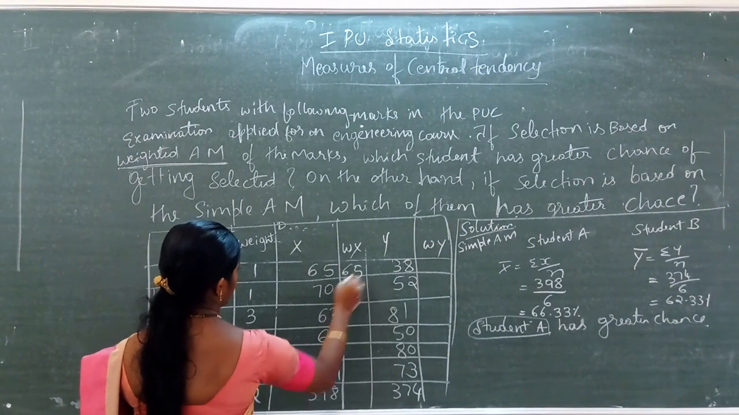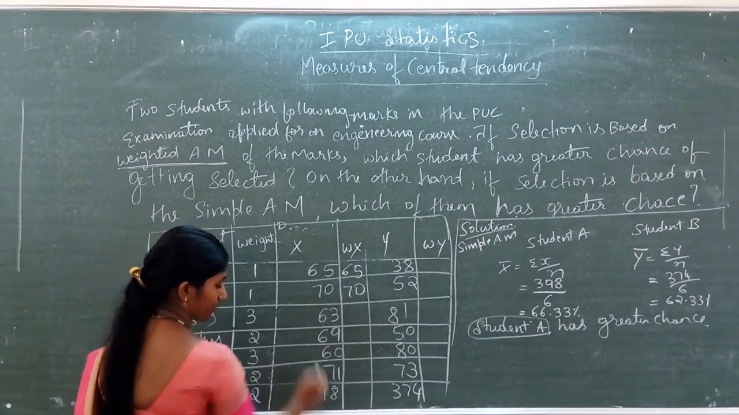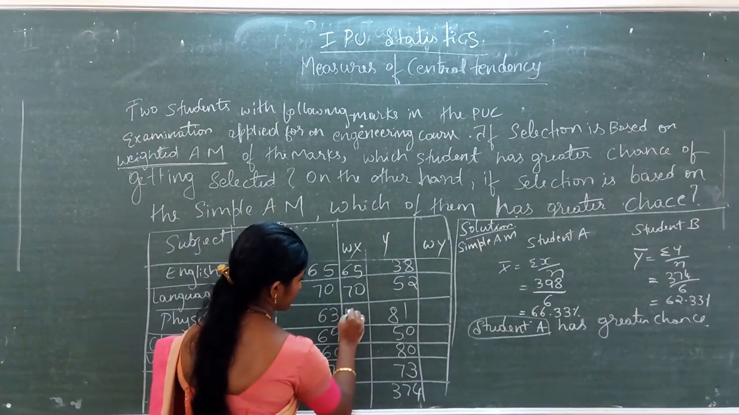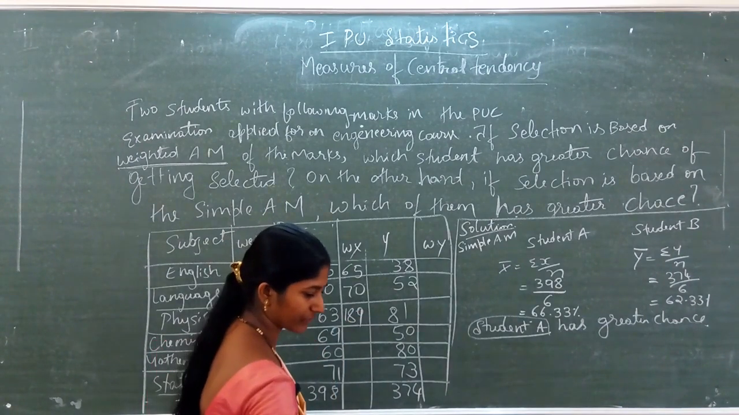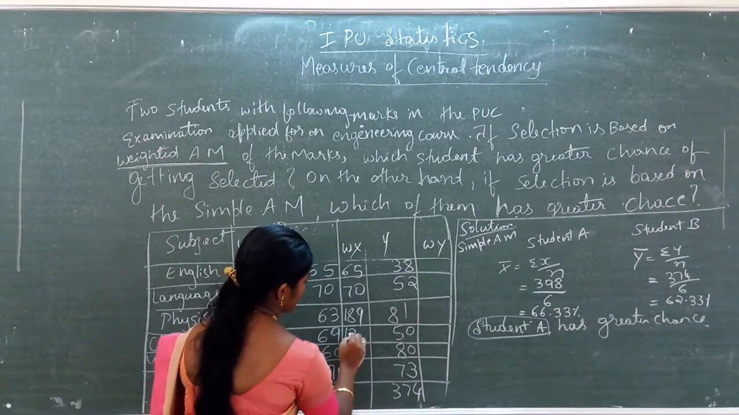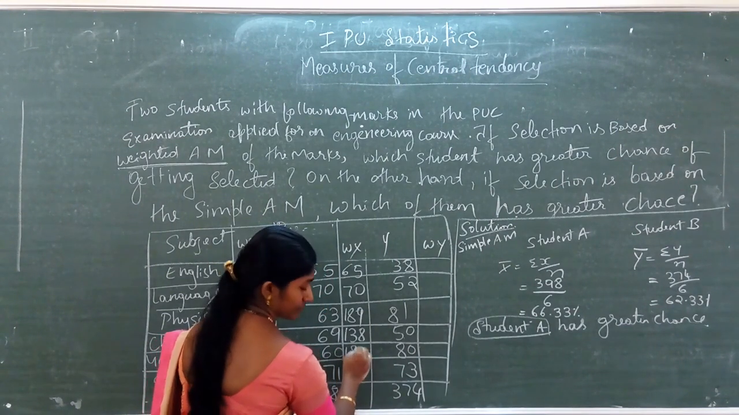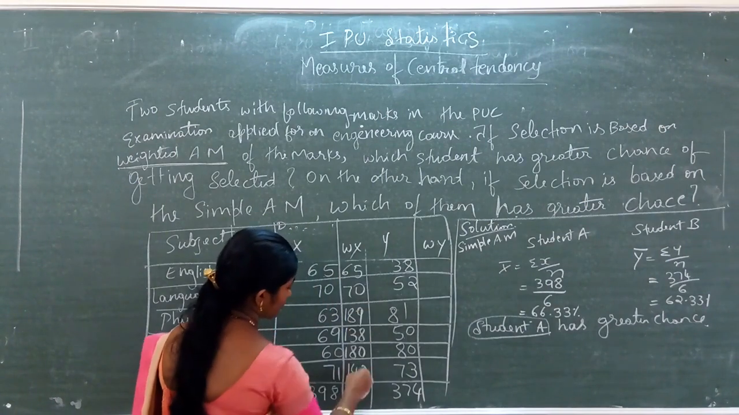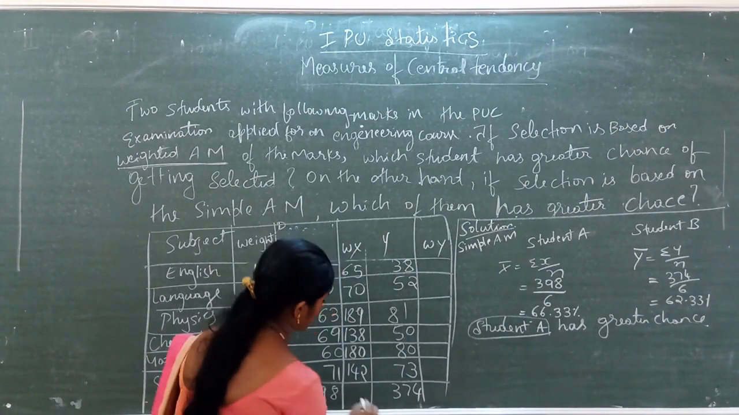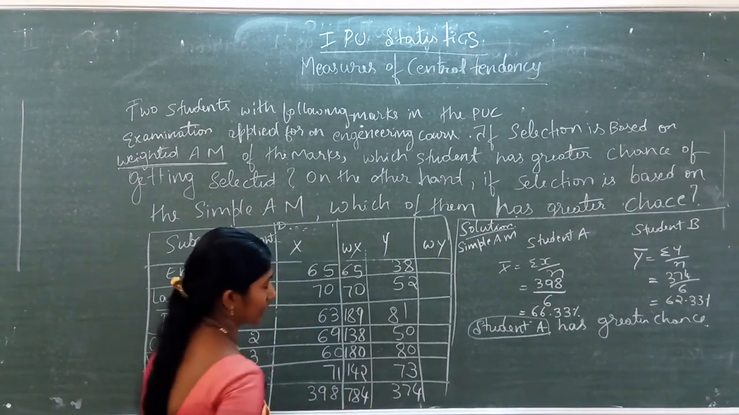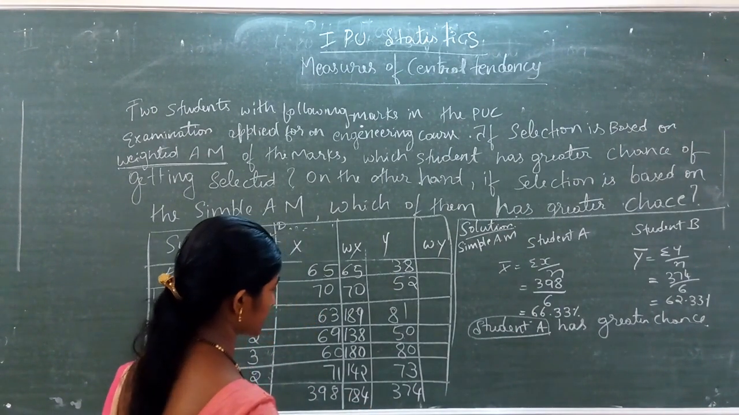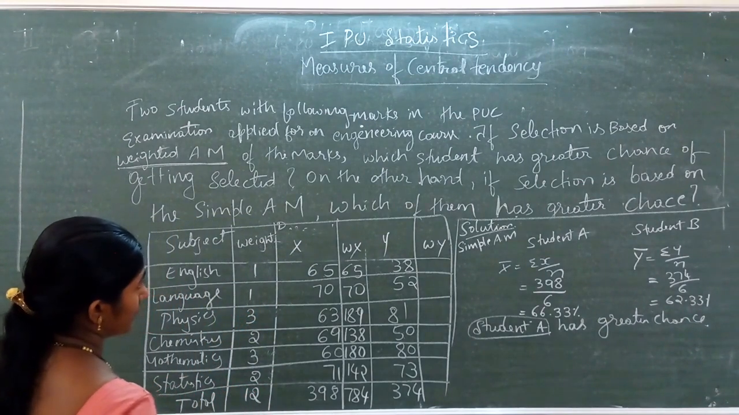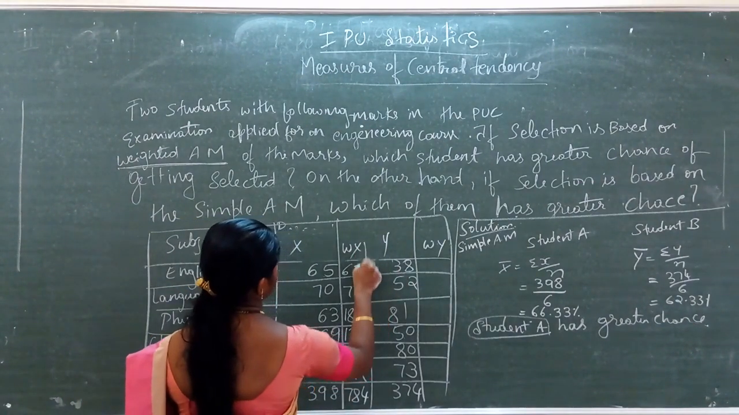Here 65, here 70. Multiplying, we get 189. After multiplying we get 138. Here 180. Then 142. After adding we get the answer 784. Like that, we multiply with y also.